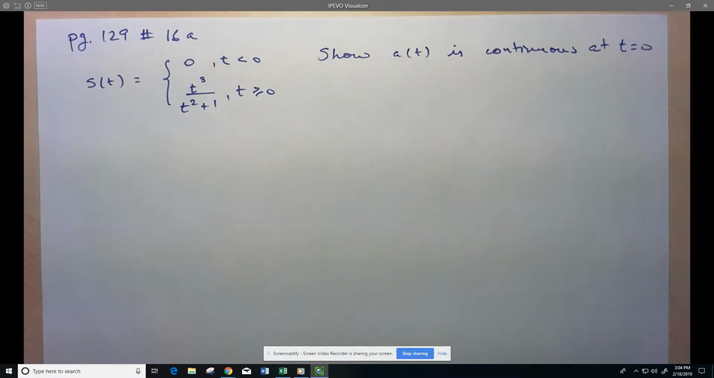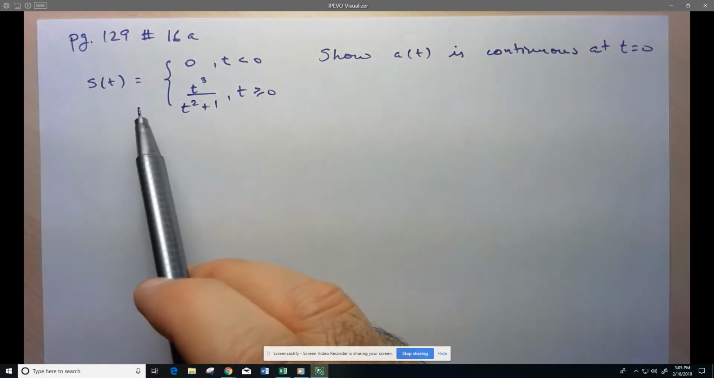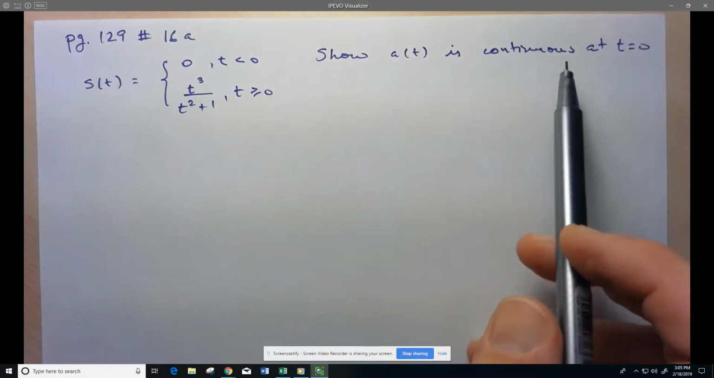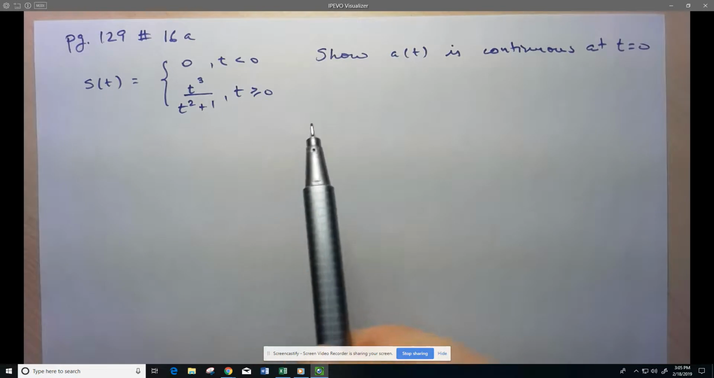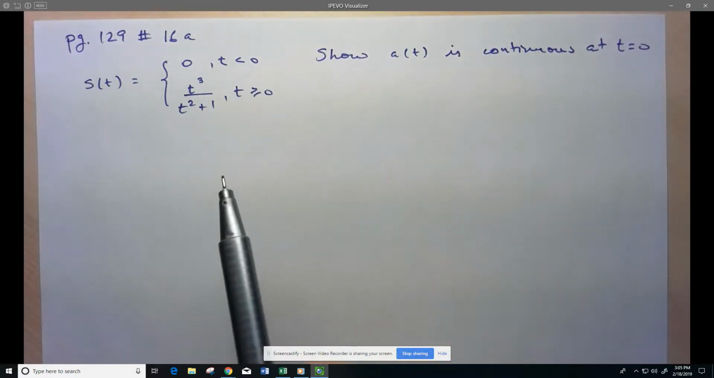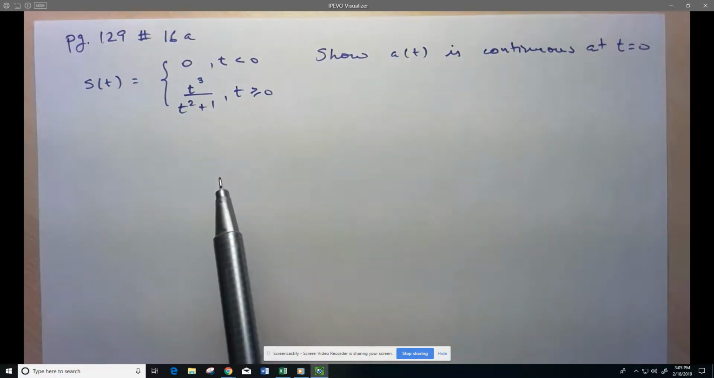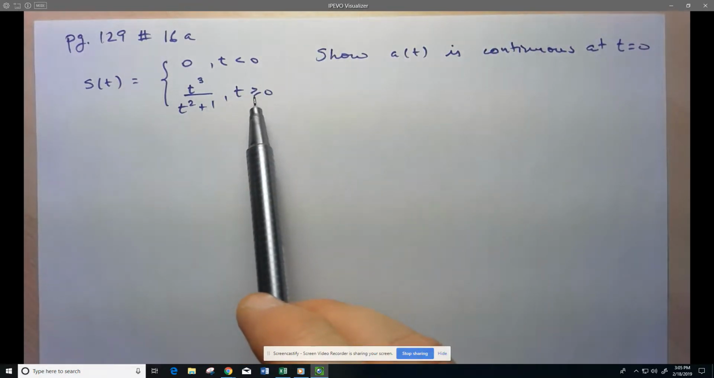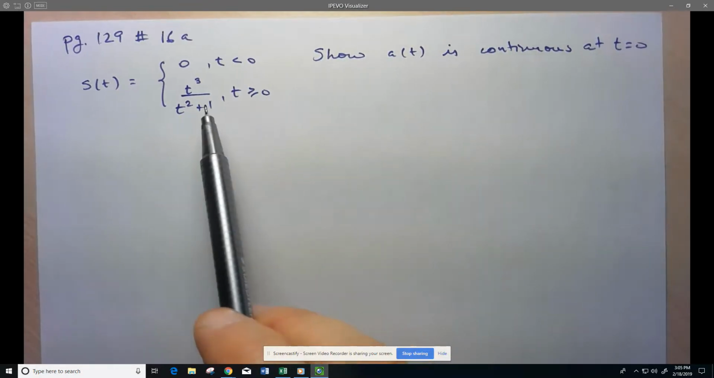Hi folks, we're going to take a look at page 129, number 16a. They give us this position function and they want us to show that the acceleration function is continuous at t equals 0. Okay, so let's remember what we have to show for continuity. We have to show that its value at 0 is equal to the limit at 0 from both sides.